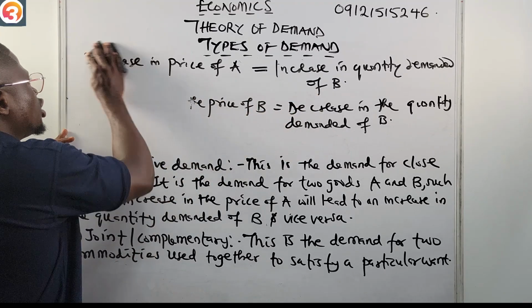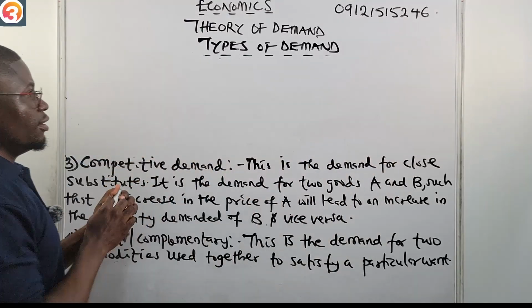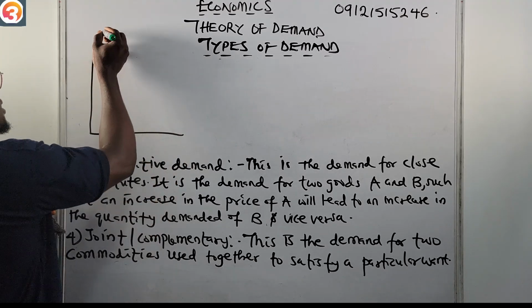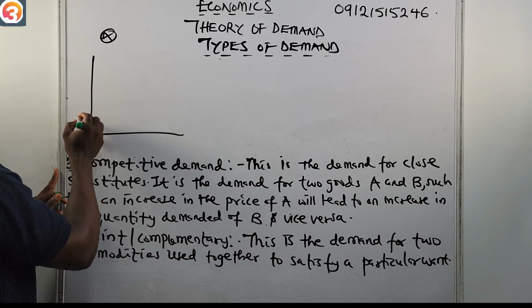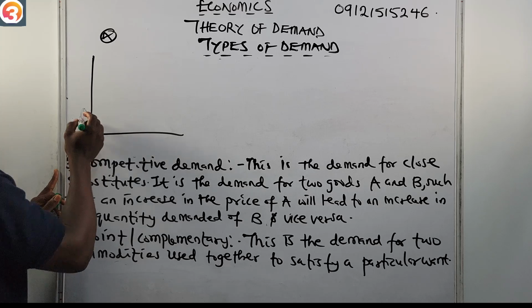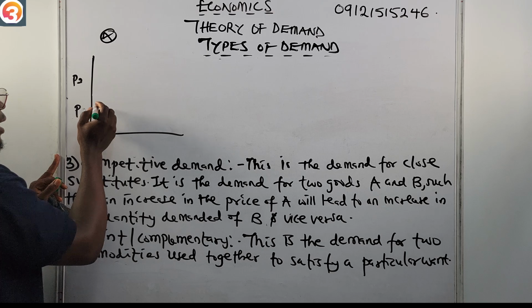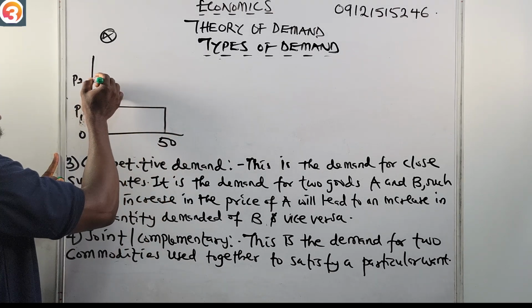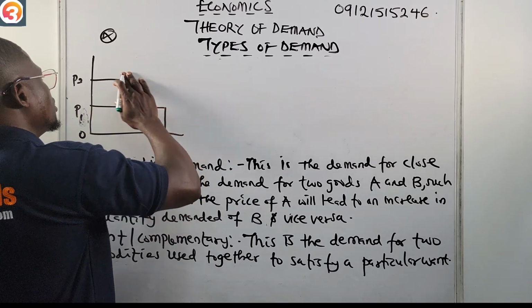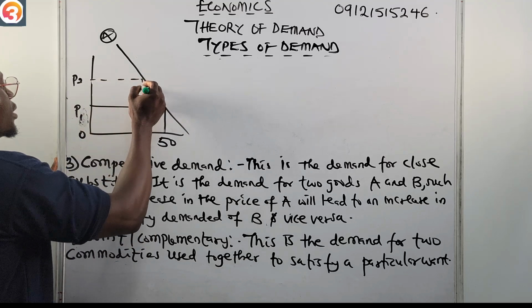So let us just use one graph to explain this. Let us see quantity A. This is our price, this is our quantity demanded. Price was here initially. This is P naught, this is our O. Let's say this is P1, and this is P2. When price was P1, let's say they demanded 50. But when price got to P2, the quantity demanded reduced, if this is our slope.